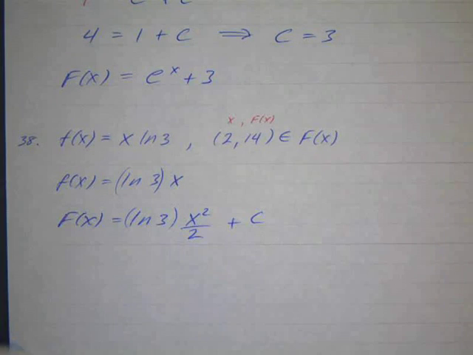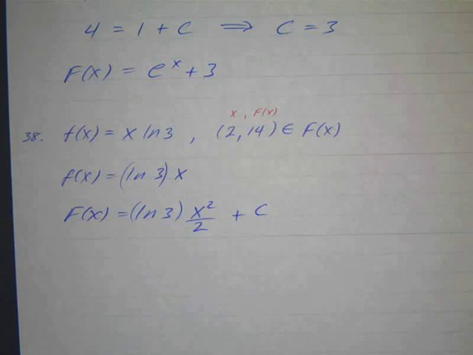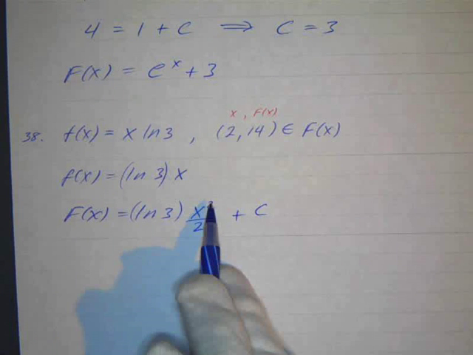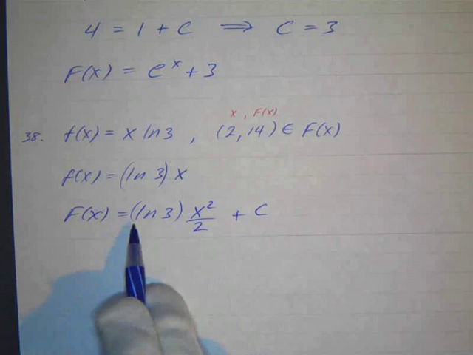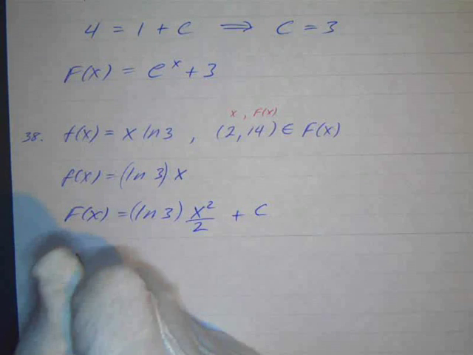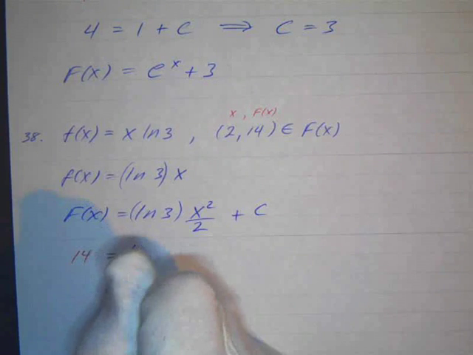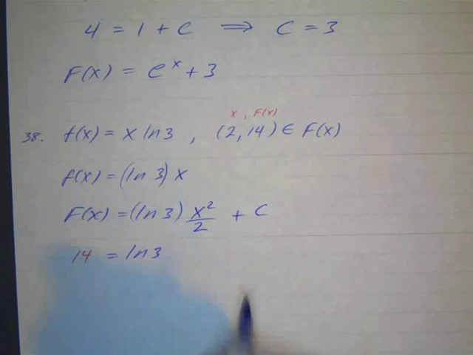It's straightforward, but it might have confused you, because sometimes we don't think of this as a constant. All right? And if you take the derivative of this, you get 2x over 2, which is x, natural log of 3, plus 0. So we've got that. Then we put our values in. We know that f of x equals 14 when x is equal to 2.